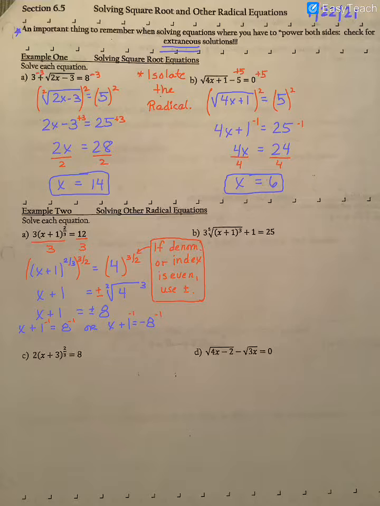And so when I do that, on the first one, 8 minus 1 is going to give me a solution of 7. Or, in my second equation, it's going to be negative 8 minus 1, which is going to give me a solution of negative 9. So we have 2 possible solutions, 7 and negative 9. And they would both make this equation true because the original problem was a cube root. So we could have a positive or negative option there. Okay?